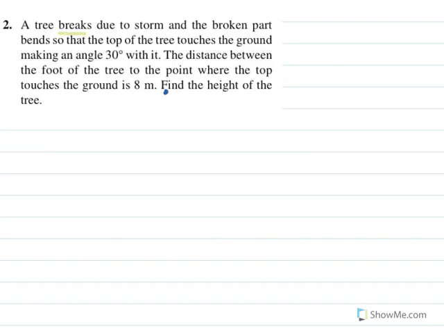A tree breaks due to a storm, and the broken part bends so that the top of the tree touches the ground, making an angle of 30 degrees with it. The distance between the foot of the tree and the point where the top touches the ground is 8 meters. Find the height of the tree.